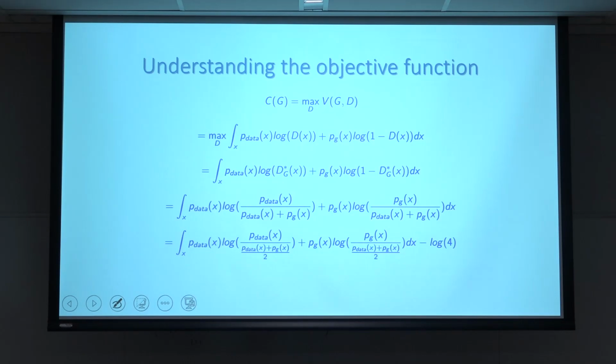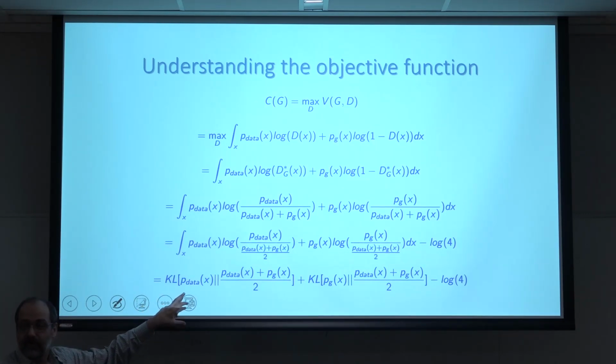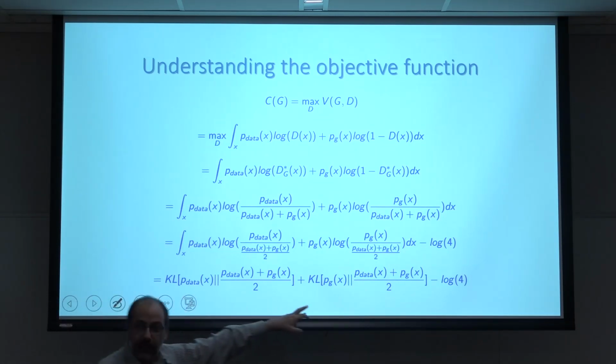Before I show, I was not supposed to show this there. So what is this? It's KL divergence, right? KL divergence between p_data and p_data plus p_G over 2. And this is KL divergence between p_G and the same quantity. So it's KL divergence between p_data and this quantity, and KL divergence between p_G and this quantity, minus log 4. And you would like to minimize it. KL divergence is always non-negative. It's greater than or equal to 0. KL divergence cannot be negative. So this is greater than or equal to 0, and this is greater than or equal to 0.